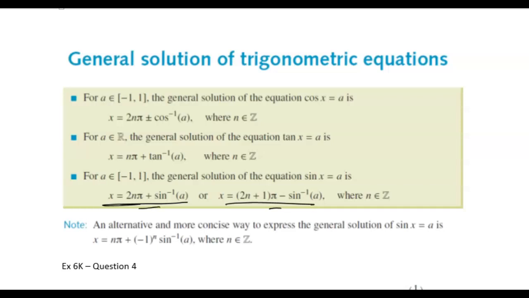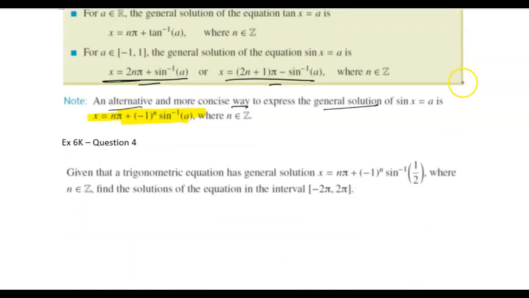Now, an alternate way to do the same thing is to express the general solution in this particular format, where x is equal to n pi plus minus 1 to the power of n times sine inverse of the answer that we have in the question. So what I want to discuss is an example where we're dealing with a situation like this to find the solutions to a particular question. So let's just jump straight into this example.